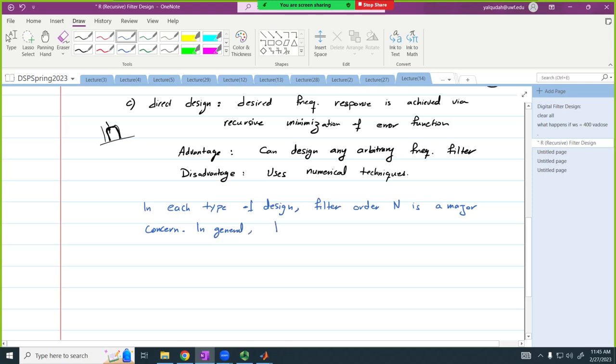So in general, with a higher filter order we can meet tighter specifications, but at the expense of a more complicated design and more prone to rounding errors.